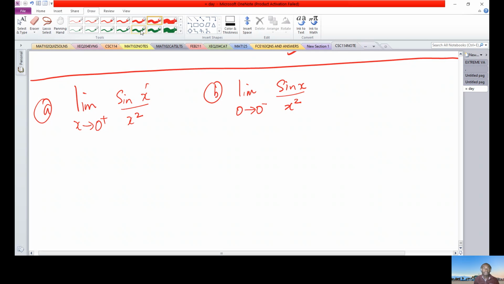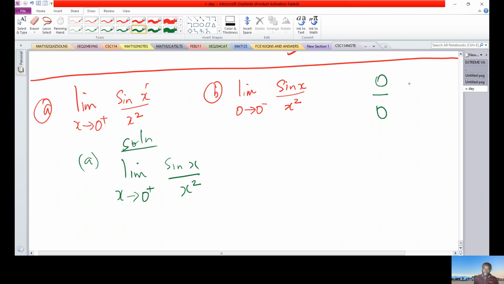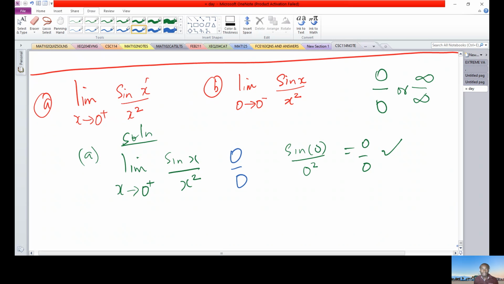As we said in the statement of L'Hospital's rule, the first thing is to test whether the hypothesis of the theorem holds. The hypothesis is that you can only apply it if you have either of these two cases. When you put in 0 here, we have sine of 0 over 0 squared, so this will be 0 over 0. So this is a case of 0 over 0, which means that L'Hospital's rule can be applied.